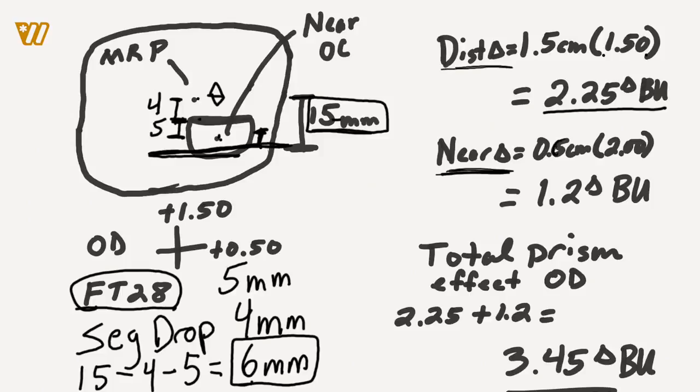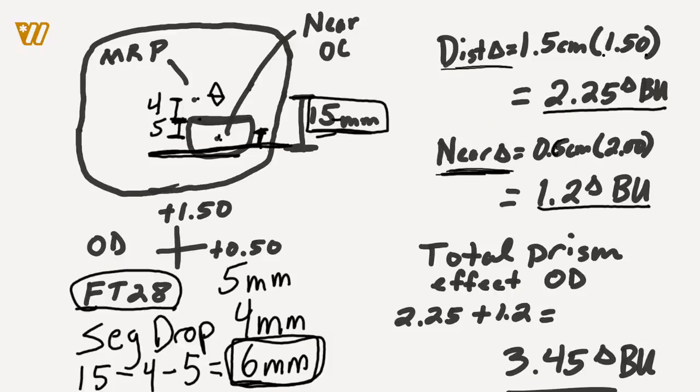Now for the near portion, we're going to use 0.6 centimeters, our 6 millimeters here. We convert that to centimeters and multiply that times the add power, which was plus 2 given to us in the problem, and we're going to get plus 1.2 diopters of base up prism. So we've got 2.25 diopters of base up prism from the distance prescription. We've got 1.2 diopters base up prism based solely on the add power.